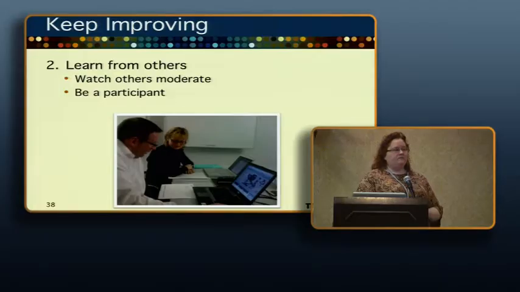And also learn from others. Watch others moderate. I've learned some great techniques and tips from watching others do things, some great ways to phrase questions. Also learned a lot of things to avoid. But that's one way to keep learning. And be a participant if you have the opportunity.